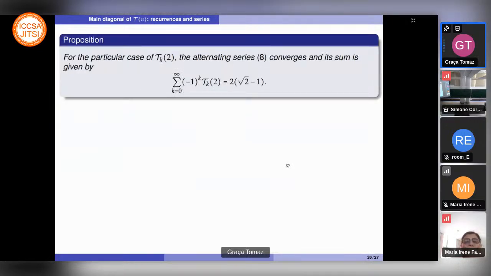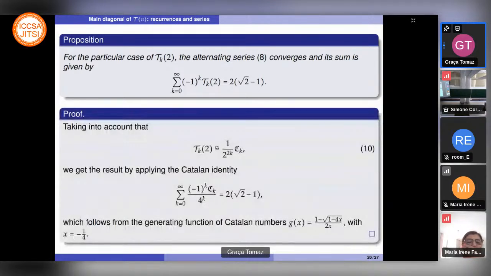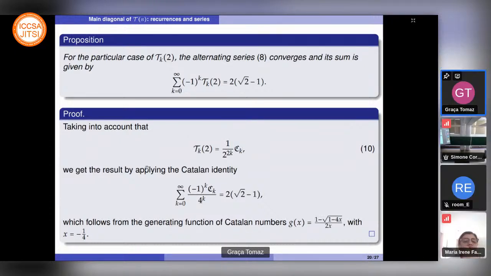For the particular case n equal to, the sum of the alternating series is this value. In the proof, you use the relation between the elements of the diagonal for n equal to with the Catalan numbers, and you get the result by applying this Catalan identity, which follows from the generating function of Catalan numbers with x equal -1/4.